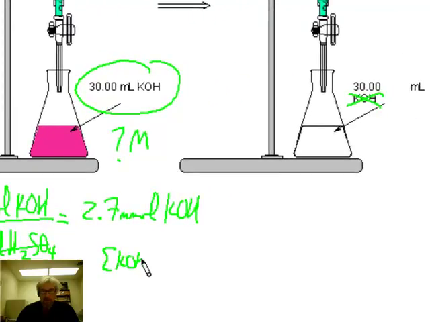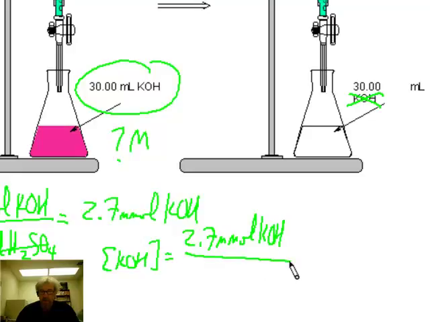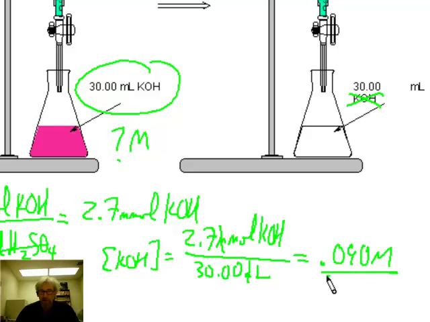Now I need the concentration. Concentration of KOH is going to be the moles divided by the liters, or, like we saw in the last problem, millimoles divided by milliliters. So 2.7 millimoles of KOH must have been in that flask originally, based on the stoichiometric calculation that we just made. If I divide that by the volume of that flask, which was 30.00 milliliters, again, the milli cancels out and I get moles per liter, or molarity. I have 2 significant figures in my answer. 0.090 is the molarity.